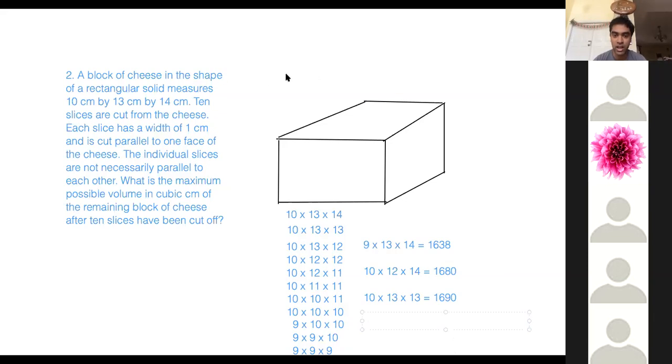so once we start at 10 by 13 by 14, we made it 10 by 13 by 13. So think about every 2 of them that I cut, I'll go up to 12 by 12. Then 2 more, I'll be at 11, 11. Then 2 more, I'll be at 10 by 10 by 10. So now every 3, I'll actually cut all the dimensions to 9 by 9 by 9.